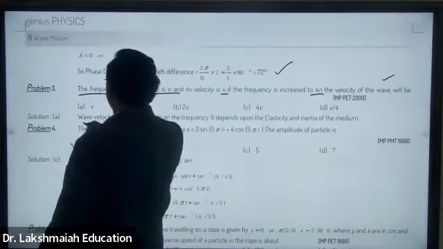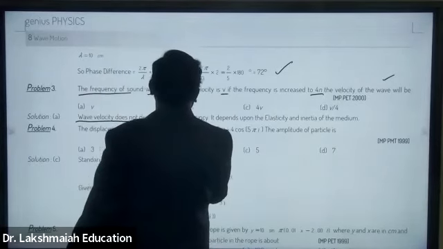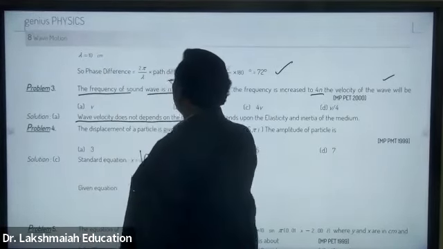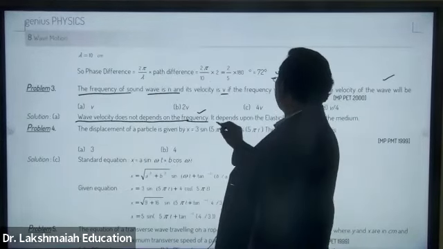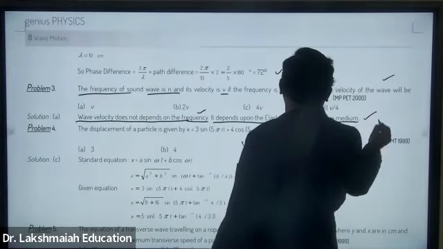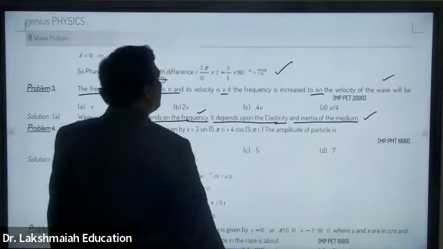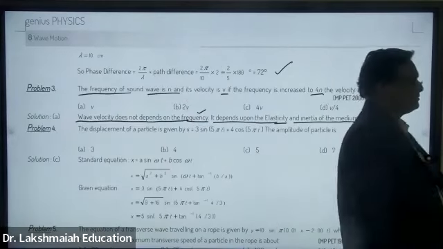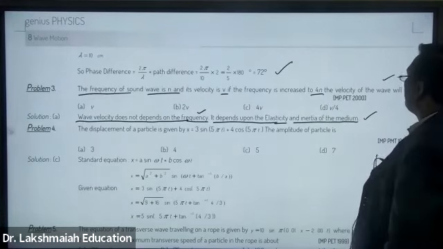Please write this statement. Wave velocity does not depend on the frequency. It depends upon the elasticity and inertia of the medium. Very important.